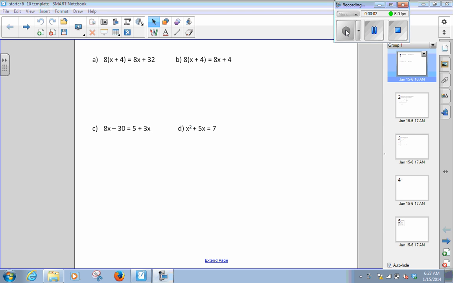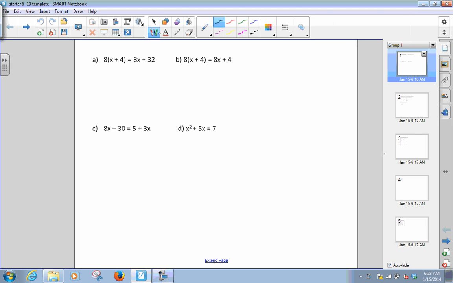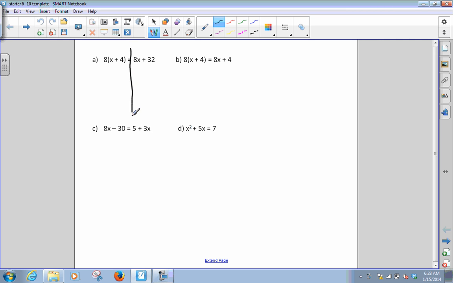And now for starter 6, and the question is asking which one of these equations has an infinite number of solutions, and you need to make sure that you show your work. So I'm going to start with letter A, and I'm going to start by drawing my little lazy river right through the middle. And on one side, I can't add together 8x plus 32 because they're not like terms. You can't add x's and numbers together.